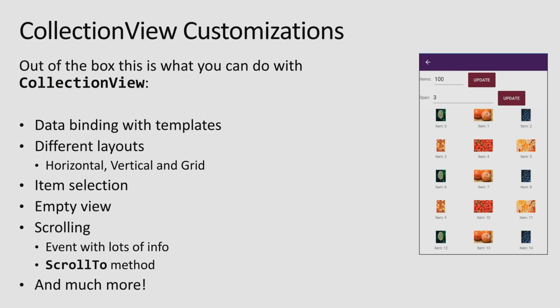We also have improved the scrolling. So you now have an event with lots of information. You can determine how fast someone is scrolling, which way they're scrolling. And we also have the scroll to method. So you can easily scroll to a certain point in your collection view.